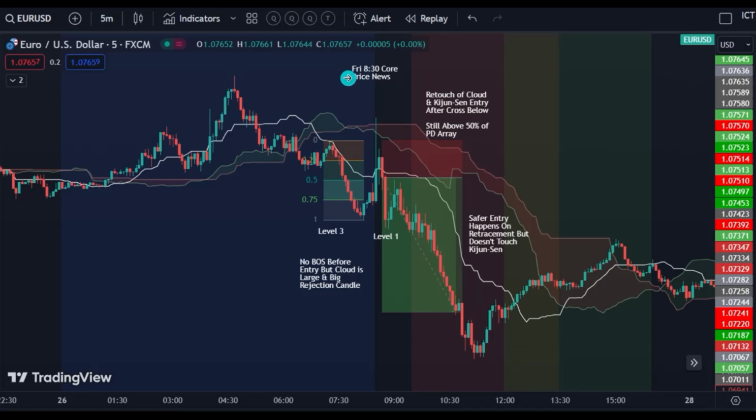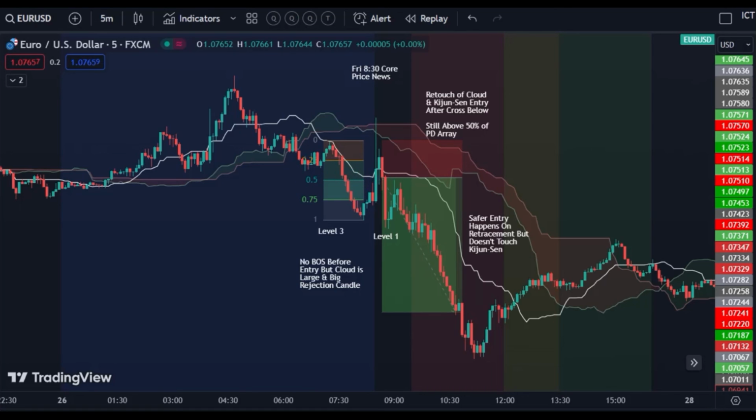We had a Friday 8:30 core price news announcement on April 26 that caused price to go all the way back into this cloud. We drew our PD array during the pre-New York session. Price wicked that cloud and closed right below the Kijun-Sen line. It went up just a little bit more and then closed below it right here. Now this is an aggressive entry, but you can gain confidence because it engulfed the body of this candle. This is also in line with selling at a premium since we are above the 50% of the PD array.